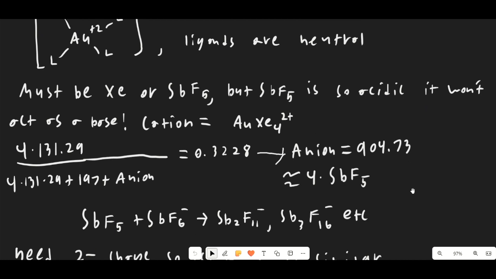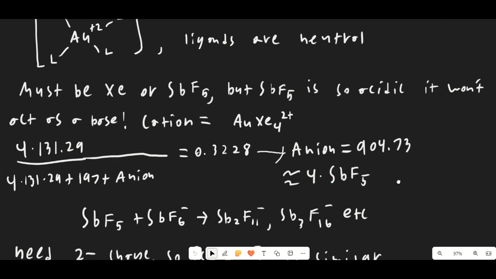Now, to calculate the mass of our anion, we can go ahead and use our mass percent, which we know the mass percent of Xe, since we're given that. This tells us that the overall mass of our anion is 904.73 grams per mole, which is a huge, huge, huge number. This tells us that we have really massive anions. But more importantly, we can see that this is pretty close, like in the general area of 4 times the mass of SbF5.